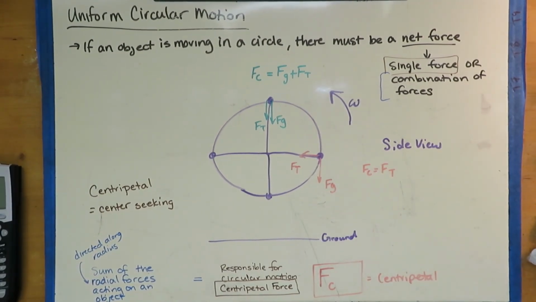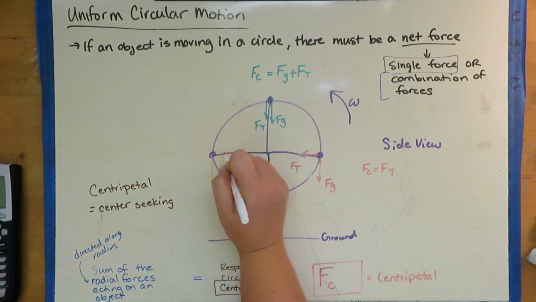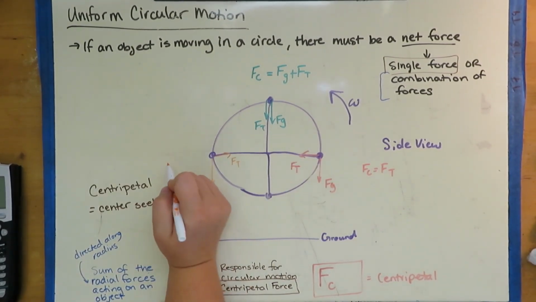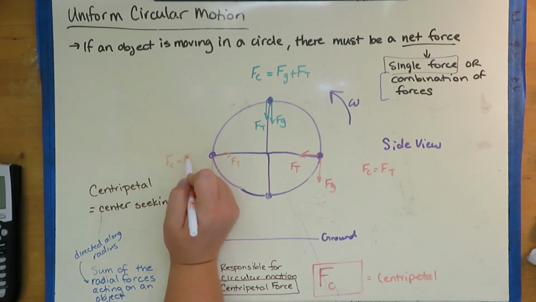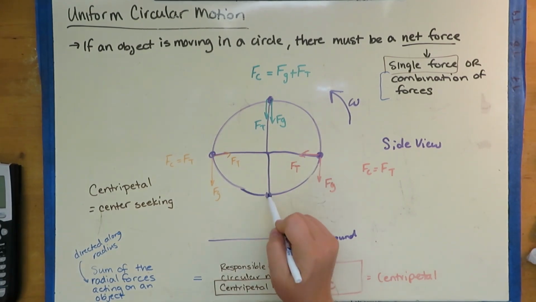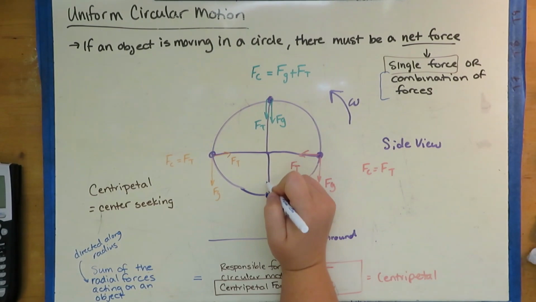Well, let's keep moving around the circle. Let's go back over to this point. Well, I'm going to have gravity pointing down. I'll have tension pointing towards the center. So this is really just the reverse of this case. So my centripetal force in this case is equal to my tension force. Okay, well, let's keep moving around the circle. Well, if I keep moving around the circle, I would get to the bottom. Well, gravity points down, but my tension points up.